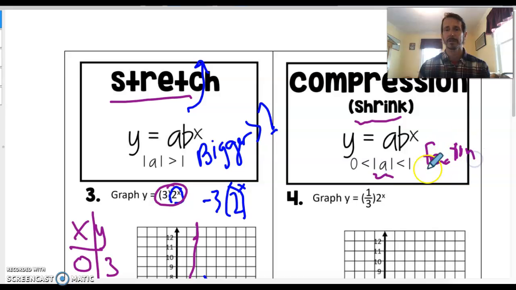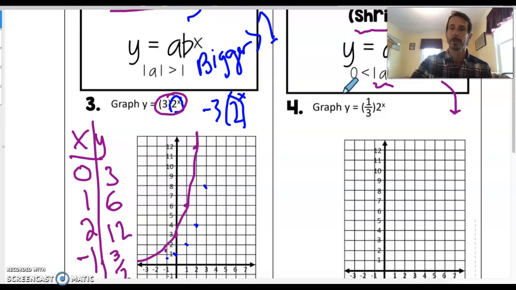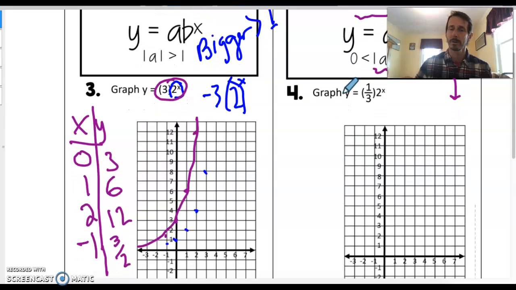And again, it could be a positive or negative fraction. The only difference: positive fractions are going to go this direction, and a negative fraction is going to go this direction. And a fraction is going to be the opposite of a stretch. So it's going to shrink it or compress it. So it's going to kind of flatten it out and squish it, because multiplying by a fraction makes your numbers smaller.